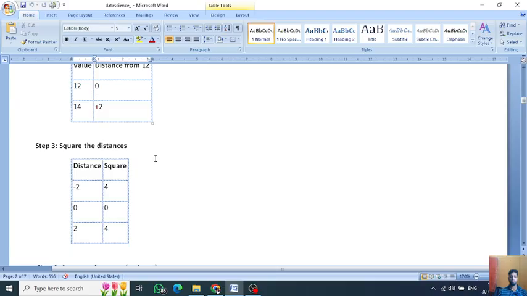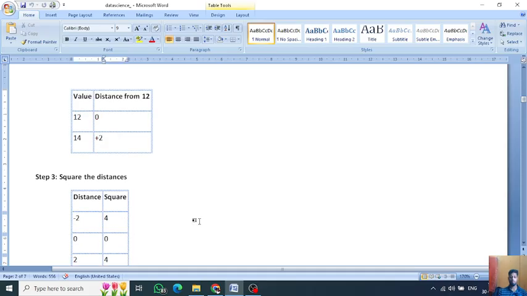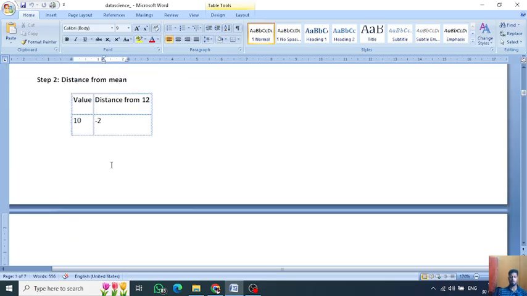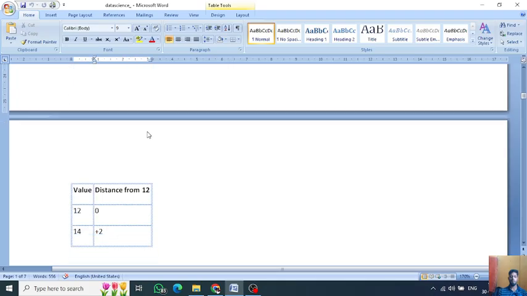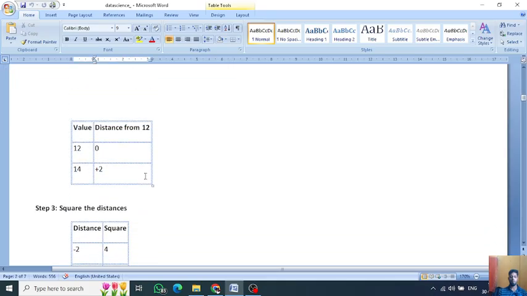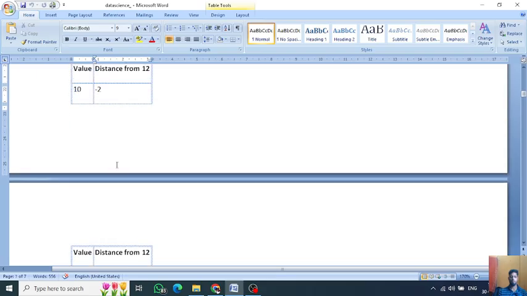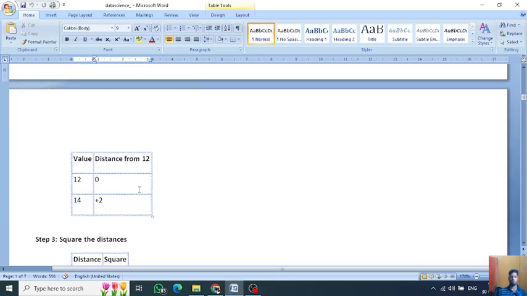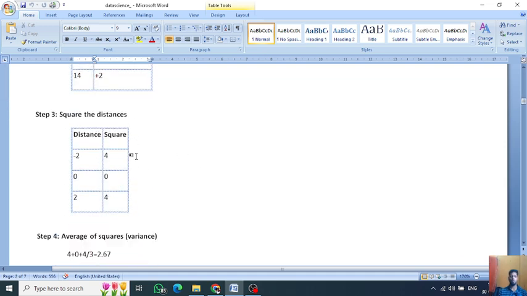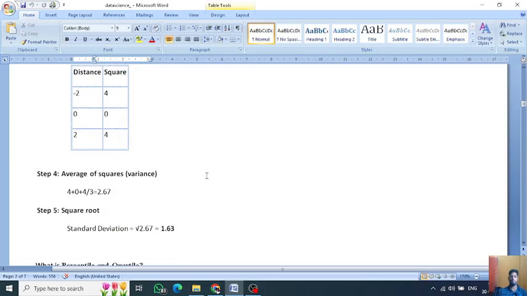Now, squaring the distance. Minus 2 squared is 4, and 0 squared is 0. Why square? Squaring removes the negative, because if we add these values, they will cancel out, since positive and negative values are both present. That's why we are squaring the distances.